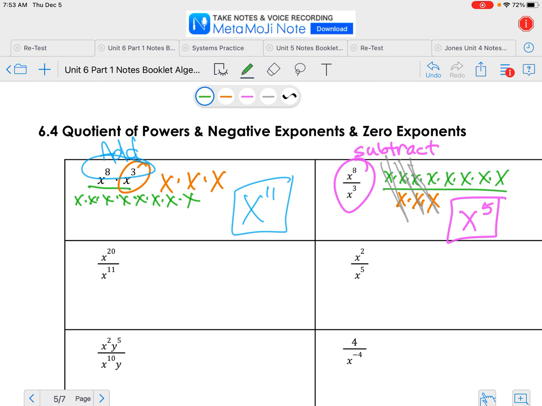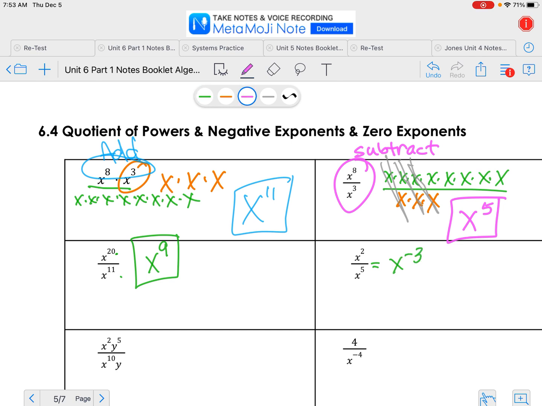So let's look at this one. x to the 20th divided by x to the 11th. You just subtract 20 minus 11, and it's x to the 9th. But what happens here when you subtract? You get a negative 3.